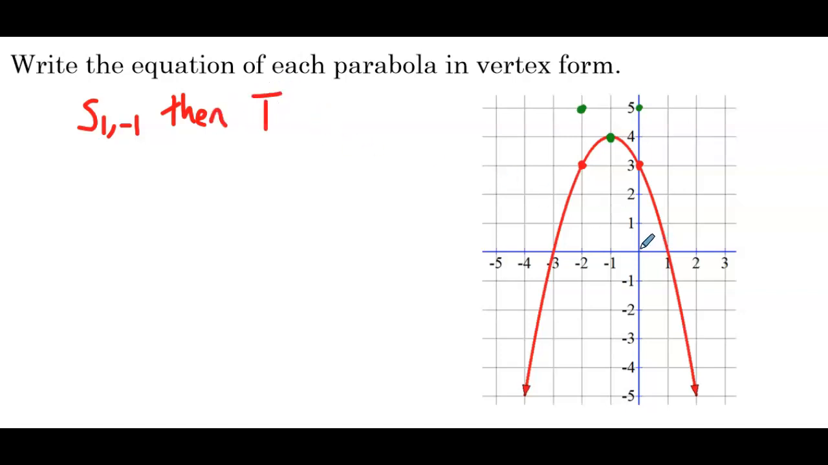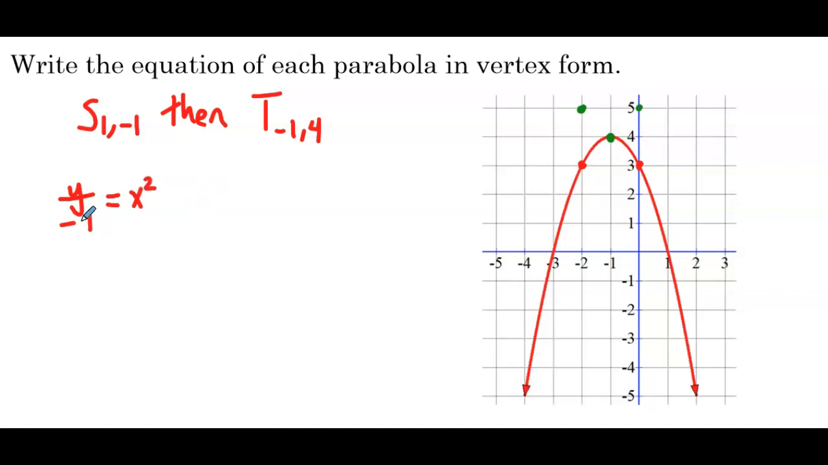So how was the vertex of the parent function translated to become the point negative 1, 4? So that was moved left 1 and up 4. So that's a translation of negative 1, positive 4. Okay, so first we're going to apply the scale factor to the parent function. So we're going to divide y by negative 1.